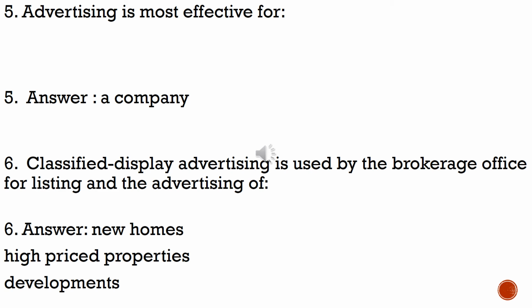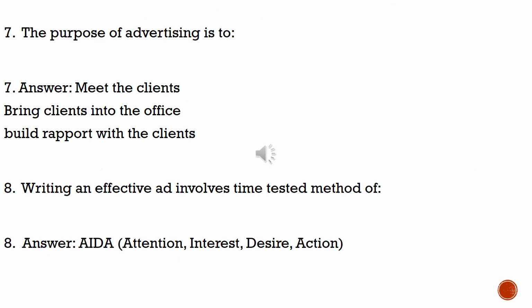Question number 6. Classified display advertising is used by the brokerage office for listing and advertising of? Answer, new homes, high-priced properties, and developments. Question number 7. The purpose of advertising is to? Answer, meet clients, bring clients into the office, and build rapport with these clients.